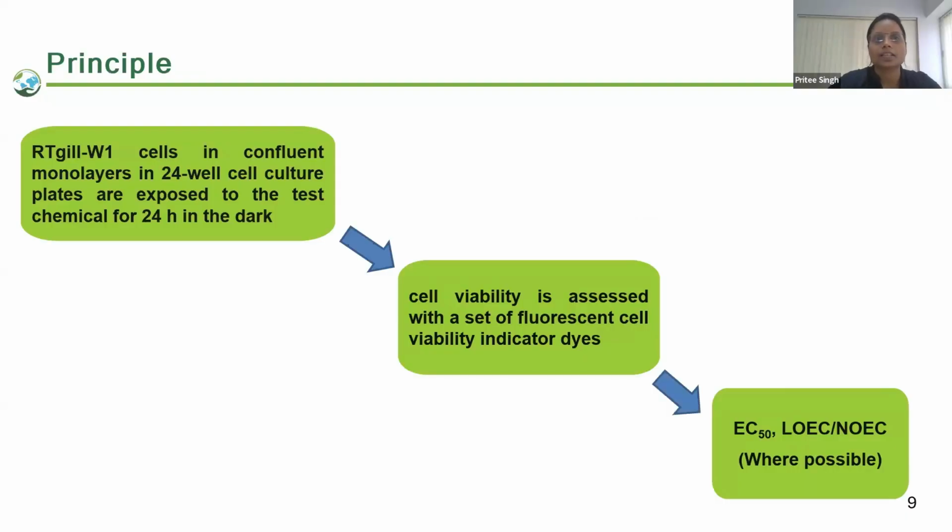The principle of the study is that RTgill-W1 cell line in a confluent monolayer is exposed to different concentrations of test chemical in 24 well plate for 24 hours. Then cell viability is assessed after 24 hours with a set of fluorescent cell viability indicator dyes. And the endpoint is to determine the EC50 value, NOEC and LOEC.